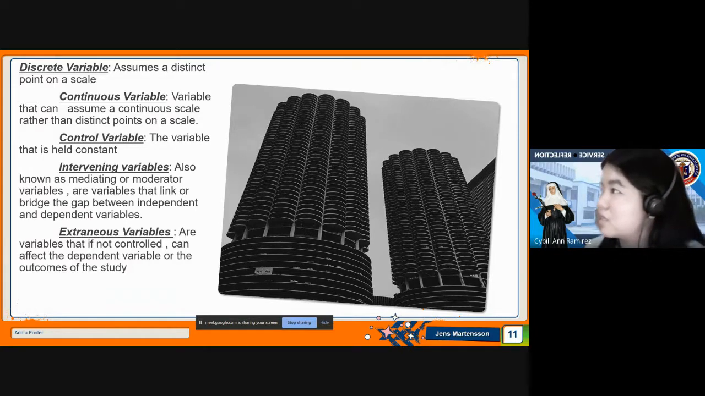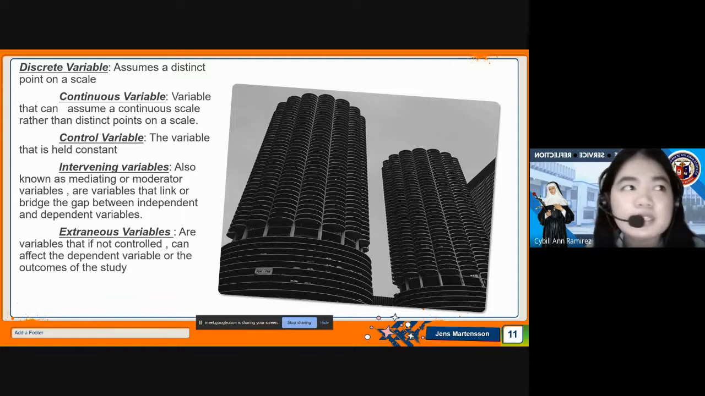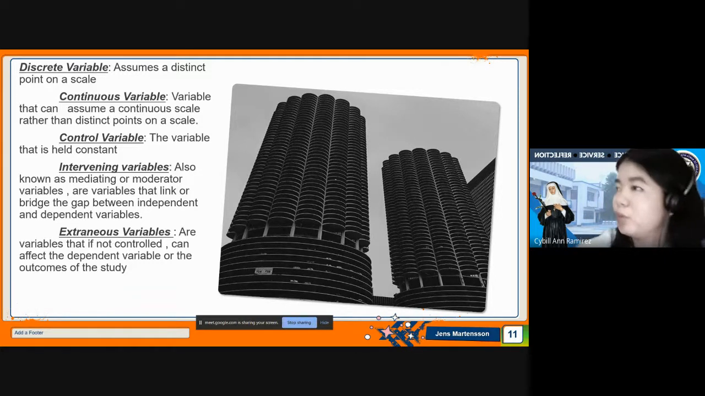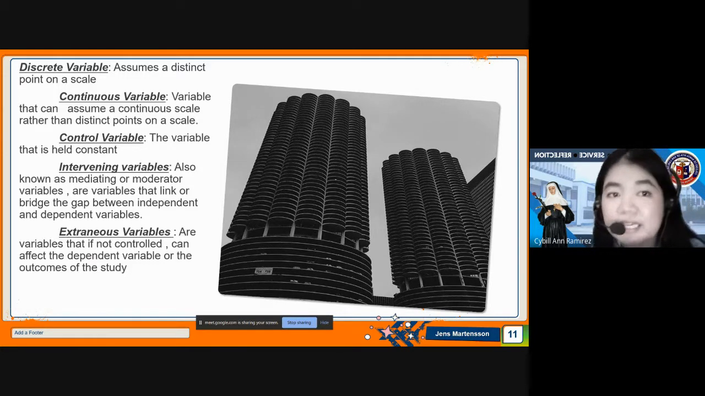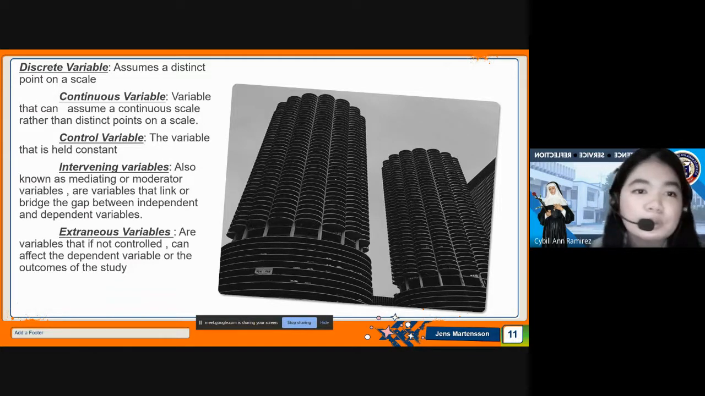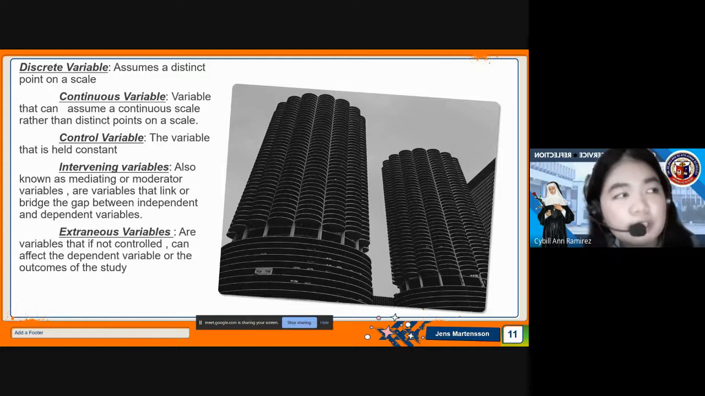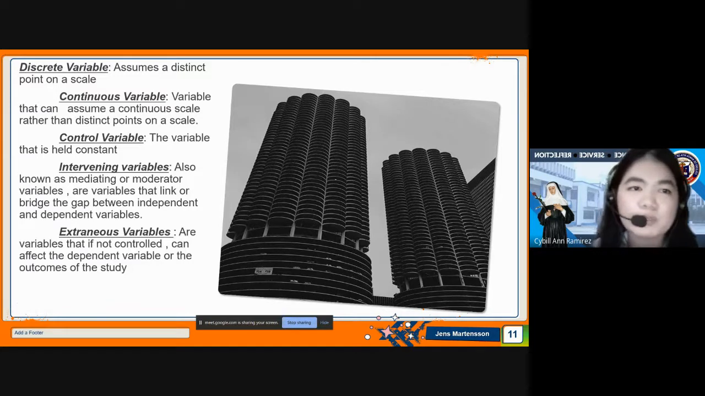What else? Time can be an example of a continuous variable because it keeps on going, it doesn't stop. When you count something, it never really ends, no? So, that is a continuous variable. What else? There are phenomena wherein we can consider a continuous variable. You cannot easily count it.